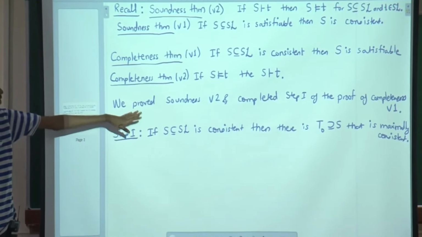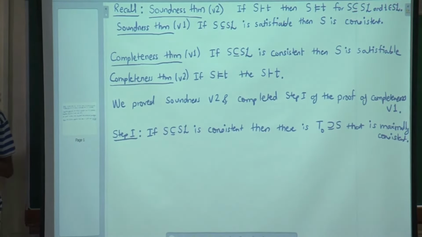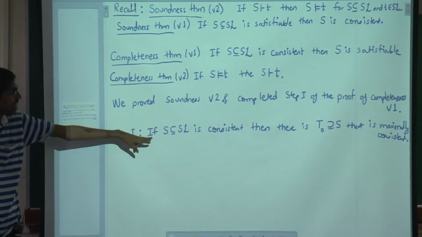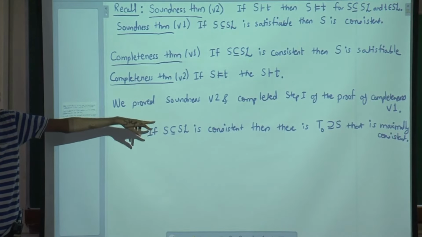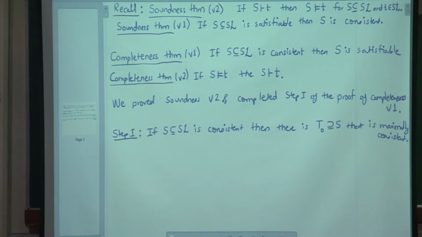And we have completed the proof of step 1 of the proof of completeness theorem version 1. We showed yesterday, using what? That if S is consistent, then there is a maximally consistent extension of S. What did we use? Zorn's lemma. Okay. And our job today is to prove step 2.